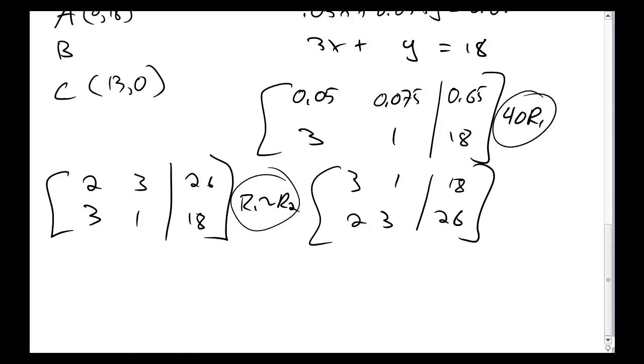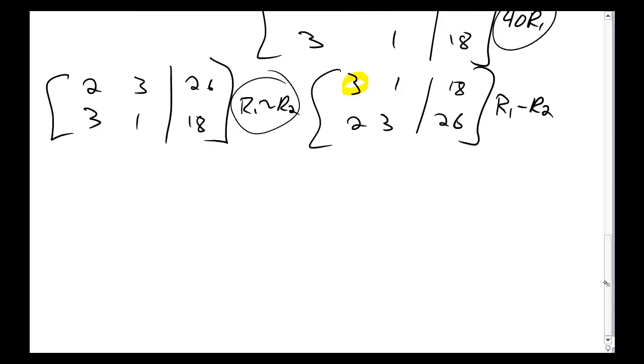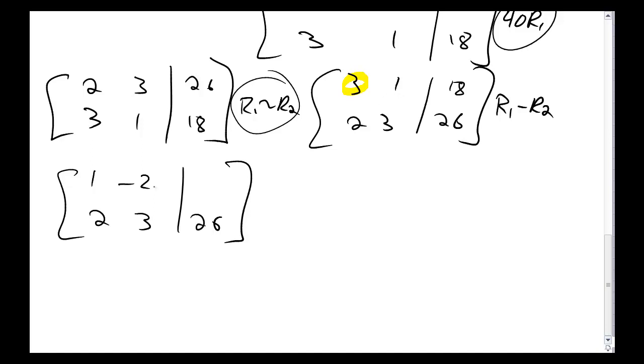So now we're talking about pivoting. I want to turn this into the number 1, and I want to get this guy, that's a 2 right now, to be 0. So I'm going to do row 1 minus row 2. Because 3 minus 2 will give me 1. That means row 2 doesn't change. And 3 minus 2 leaves me with 1. 1 minus 3 is going to leave me with negative 2. And then 18 minus 26 is going to leave me with negative 8.